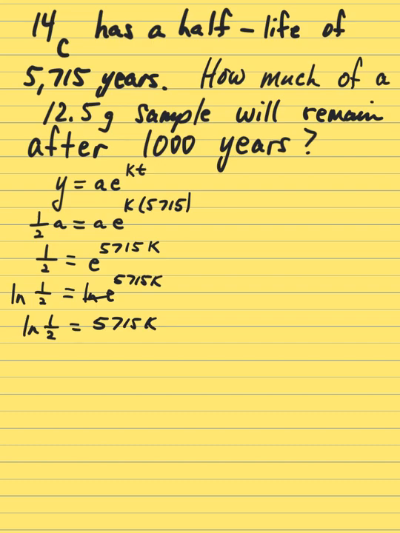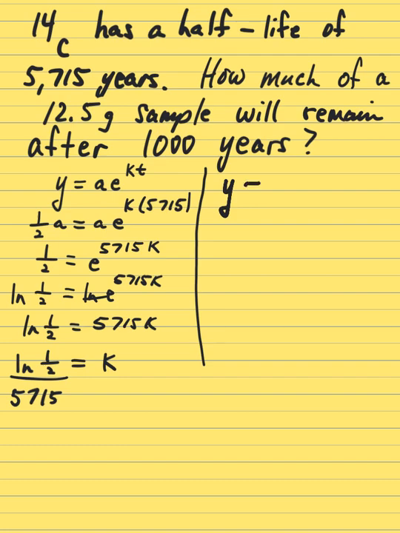And therefore our deterioration or rate of decay is natural log of 1/2 over 5,715. Now that's part 1. Now we're looking for the amount at the end when we start with 12.5 grams.